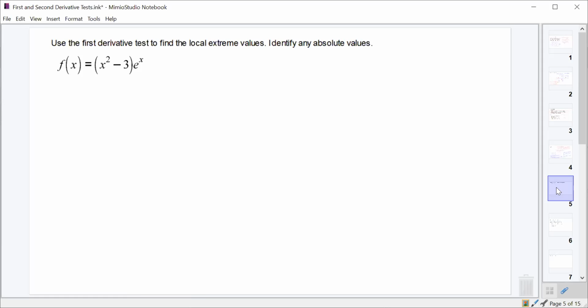What's the first step? Find the derivative. Wonderful. So this derivative is a little bit more difficult to take, but not that bad. It's just a product of two functions, right? So we'll use the product rule. It should be first function, x squared minus 3, times the derivative of e to the x, which is e to the x, and then plus second function, which is e to the x, times the derivative of x squared minus 3, which is 2x. Everybody good with that being the derivative?